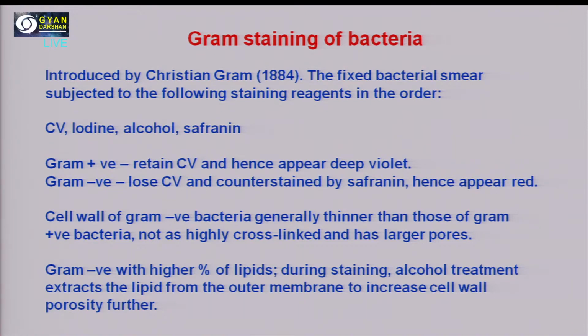Now, why this difference? Because the cell wall of the gram negative bacteria has a thinner peptidoglycan layer, but in addition they have a lipopolysaccharide molecule, which can be easily solubilized by the alcohol, whereas gram positive bacteria have a thick walled peptidoglycan layer and therefore that is not solubilized by alcohol, so that when you wash it with alcohol, the crystal violet color will fade away and they will take the counter stain in case of gram negative bacteria. But gram positive bacteria will retain the crystal violet color and hence they will appear violet in color.